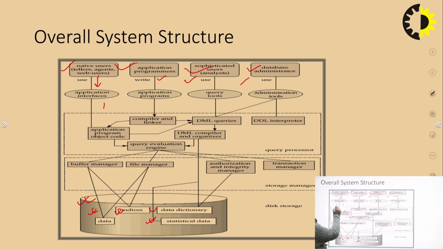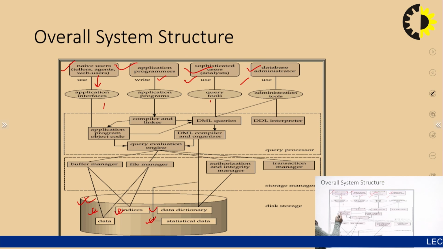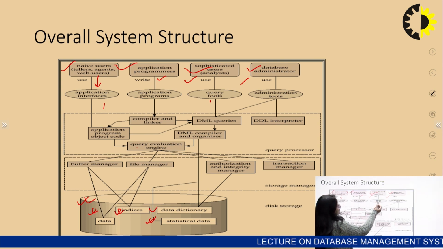And they are using different interfaces like application interface, application program. The sophisticated users, for analysis, will be using some query tools. Administrator will be using some administrative tools, right? When a naive user needs some data, through the interface they give their query. The application program object code goes into the query evaluation engine, right? And again, sophisticated users can use different query tools, and they can ask because they are sophisticated users.